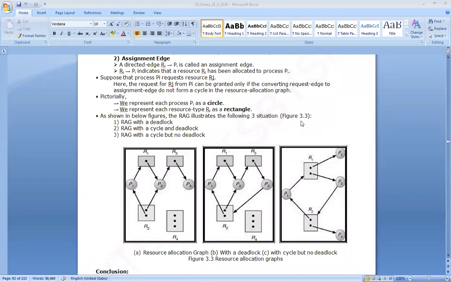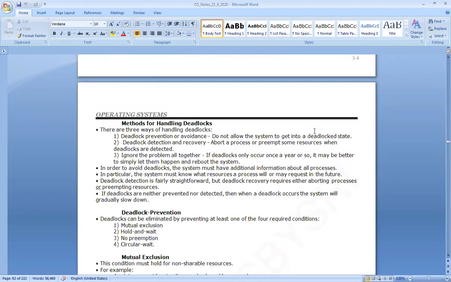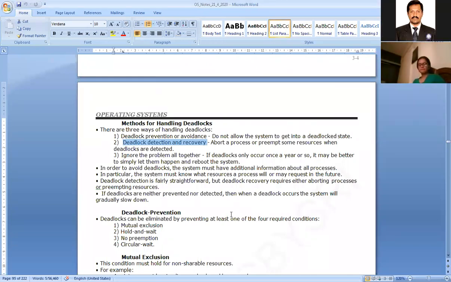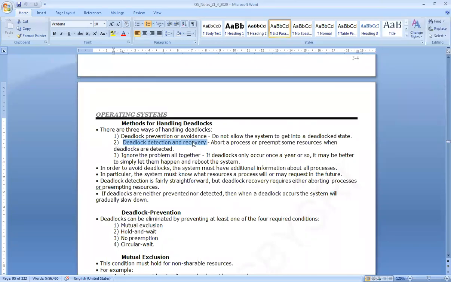Then after that, we studied methods of handling a deadlock. So what are the different methods for handling a deadlock? Deadlock prevention and avoidance is one method, and deadlock detection and recovery is the other method. Okay, so two methods. One is deadlock prevention and avoidance. Next one is deadlock detection and recovery. Okay, so this also we studied.